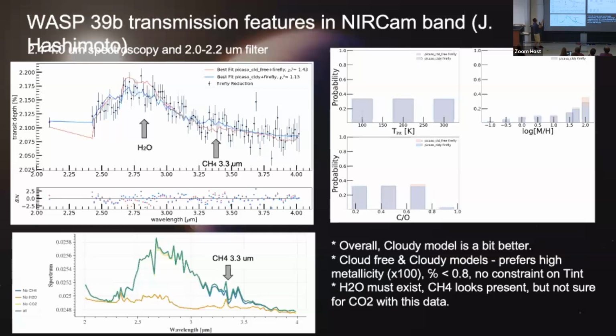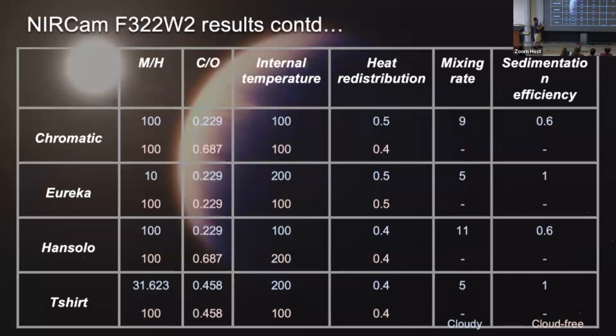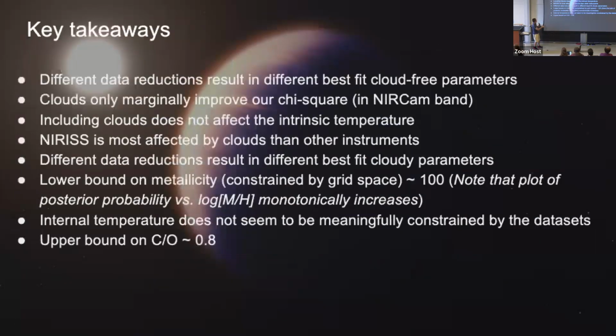And this is the model fitting I did for the data used in the Nature paper. The result is basically similar to the previous one. And this is a bunch of numbers of best fit parameters. And there is a take-home message. Yeah, that's all. Okay, next.